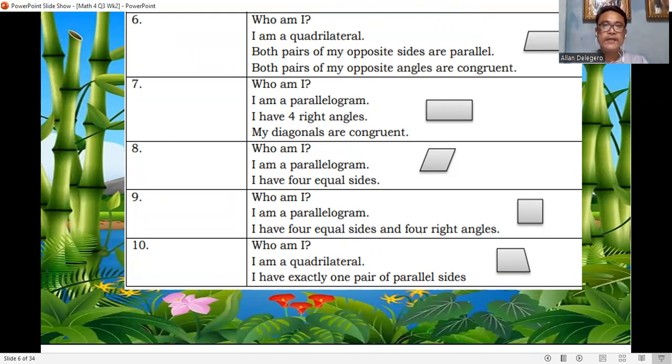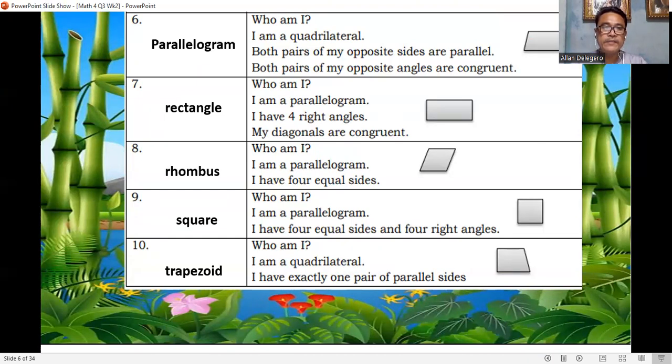Okay, let's check your answers. Number 6, the figure is a parallelogram. Number 7, it is a rectangle. Number 8, rhombus. Number 9, square. And number 10, trapezoid. Okay, good job.